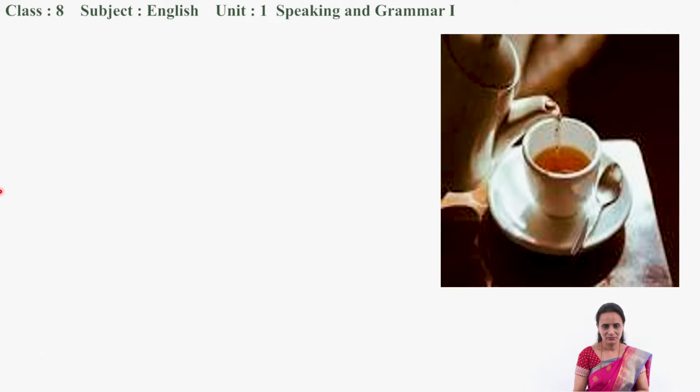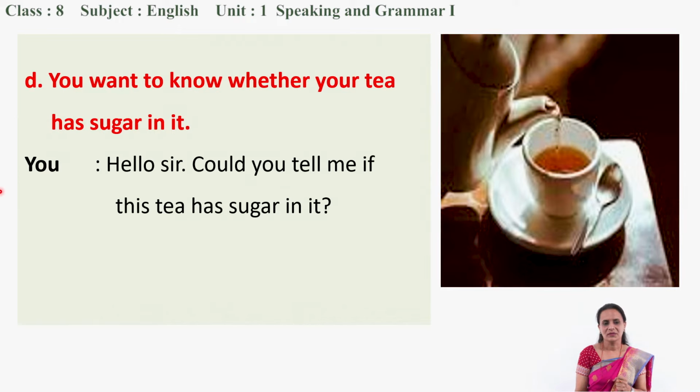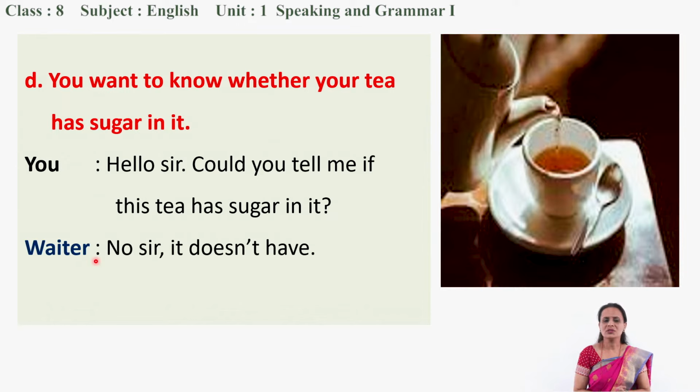Okay. What do you see here? A cup of tea, and the situation is you want to know whether or not your tea has sugar in it. Then how will you ask? See here. Hello sir, could you tell me if this tea has sugar in it? You are requesting. Could you tell me if this tea has sugar in it? Use of could. Just notice it. Now, waiter tells, no sir, it doesn't have. It's sugarless tea. And you tell, thank you. Okay. After this, let's deal with another situation.